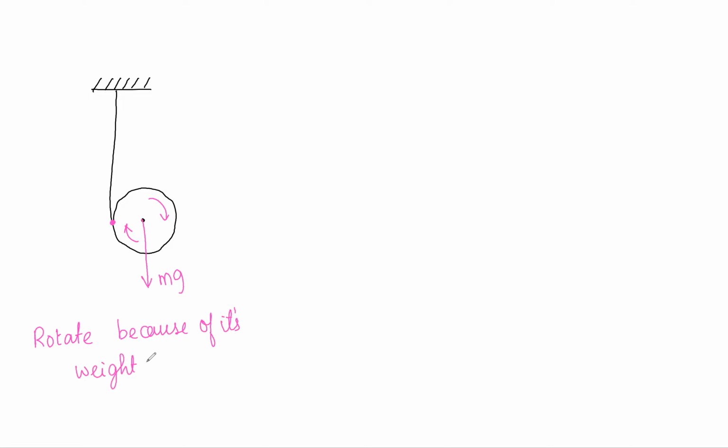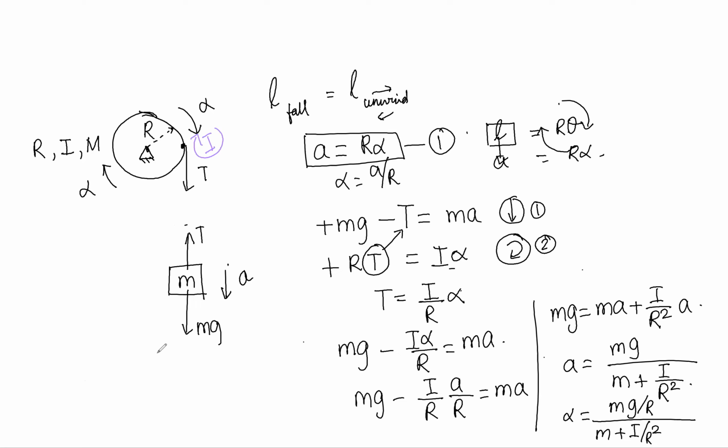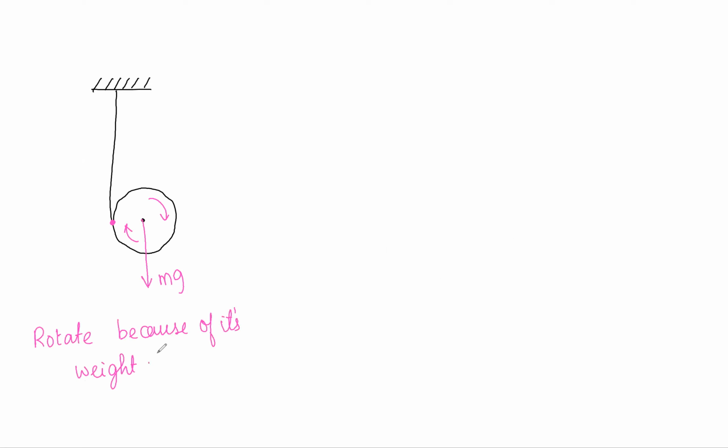What we need to do is apply the same kind of logic like this problem. Something is rotating, something is falling, to this problem and try to solve it. ठीक है, सबसे पहला चीज, let's draw a free body diagram. So this is your wheel and this is tension acting on it and this is the weight acting on the wheel, mg.